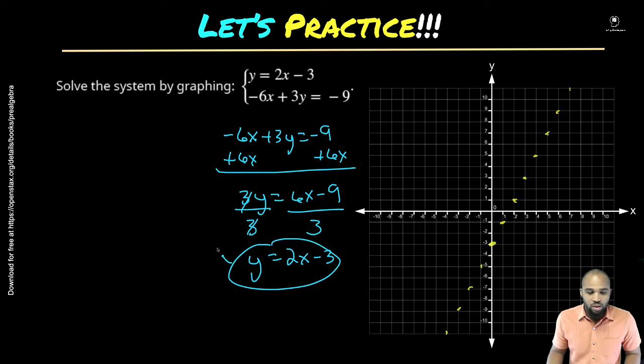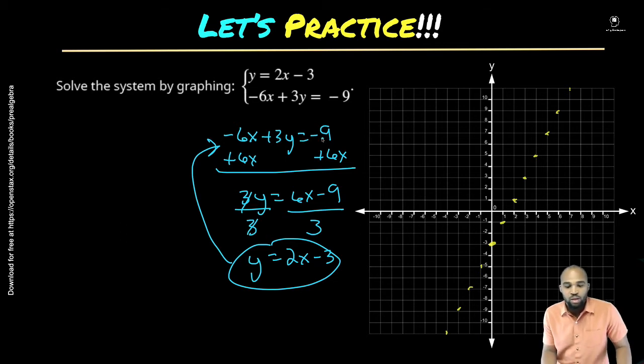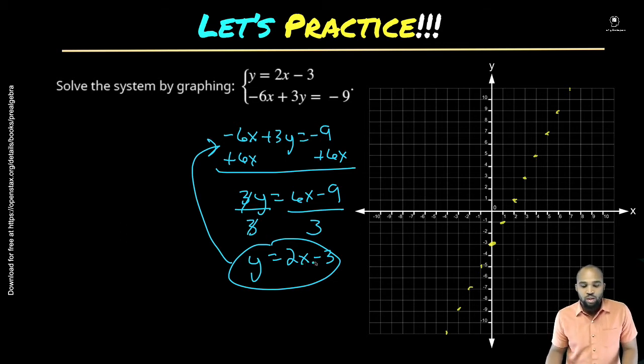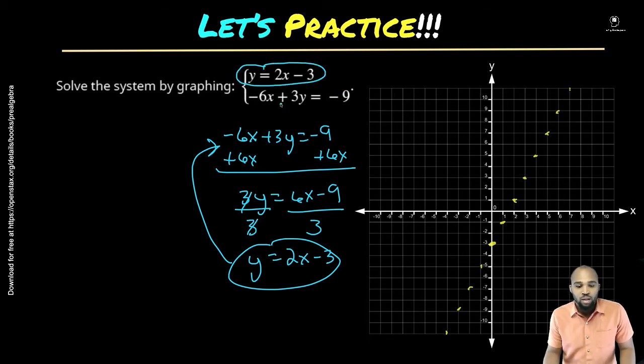Look, this is the same thing as this. So negative 6x plus 3y equals negative 9 is the same thing as y equals 2x minus 3. Why is that important? Because that's the same thing as our other equation. They're both the exact same equation, just written in different forms. So if I were to graph this, you better be sure I'm going to get all the same exact points. They're going to be right on top of each other, sharing the same line.